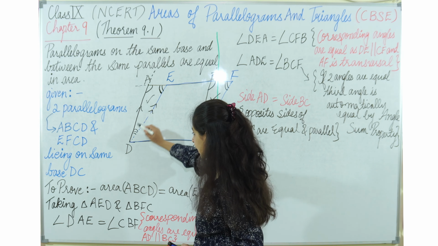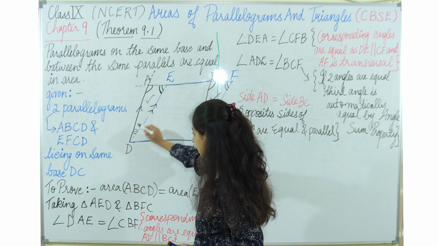When my triangles are congruent, their areas are also equal. We have already learned about congruency. So when my triangles are congruent, my areas will be equal. So area of triangle AED will be equal to area of triangle BFC. So these two triangle areas are now equal.